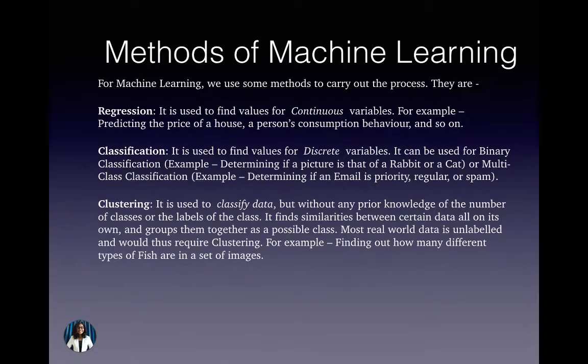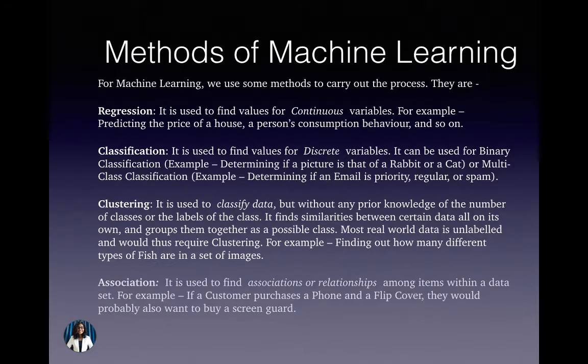Now third, we have clustering. Now this is used to classify data but without having any prior knowledge of the number of classes or even of the labels of the classes. So the machine would find similarities between certain data completely on its own and then group them together as a possible class. Most real-world data is actually unlabeled and thus it requires clustering. Now, for example, if we have a set of fish images, we can use clustering to find out how many different types of fish there are in those images.